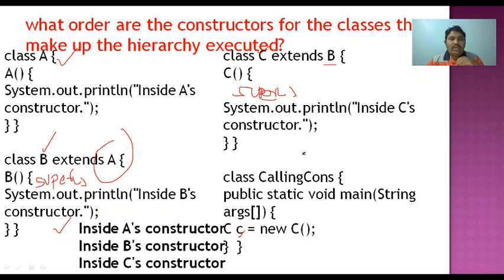So by this we have completed the super keyword. So basically, what is the super keyword? To refer to the parent class variables, to refer to the parent class methods, and to refer to the parent class constructors, we can use the super keyword. The super keyword is going to refer to the parent class. So thank you very much.